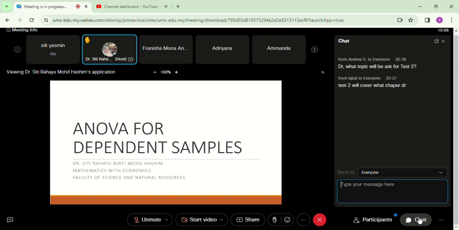Okay, ada soalan lain? Boleh faham ke semua? So it will cover correlation, regression, and then t-test and Anova for independent samples. So 4 topics. If we have 4 topics, you can assume that the minimum number of questions that I will give you will be 4 questions. That is the minimum number of questions. Boleh semua?